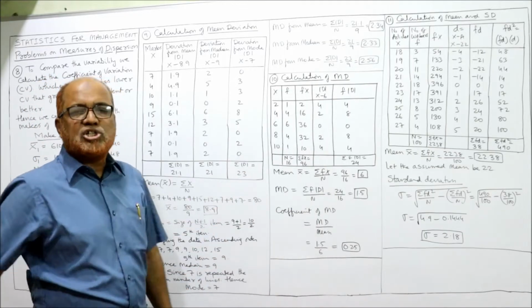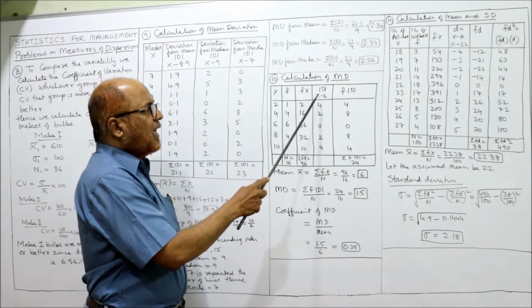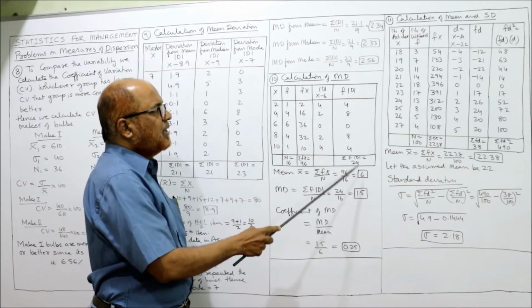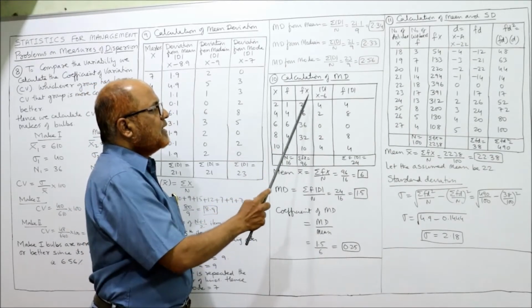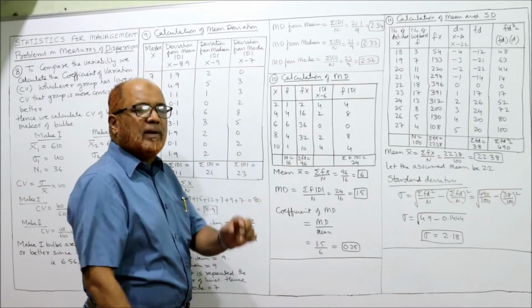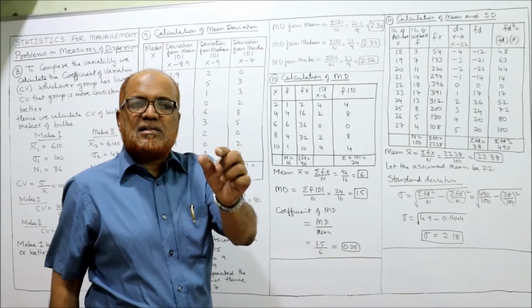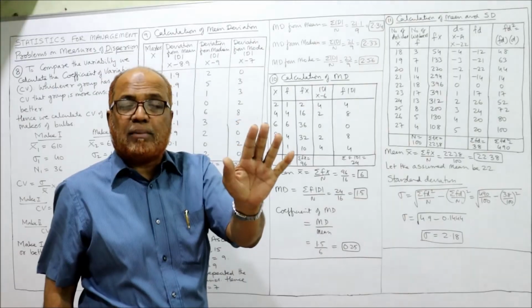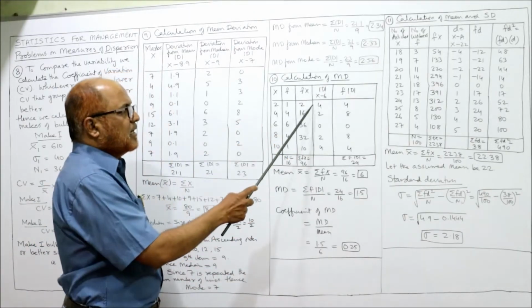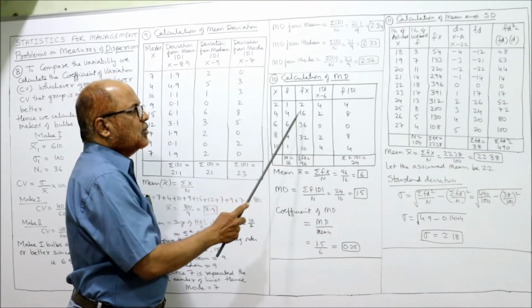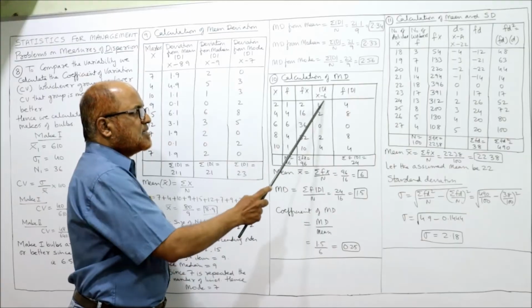Now take the deviations, mod d. X minus 6, 6 is the mean. So 2 minus 6, you will get minus 4. But don't write minus 4, simply 4. Ignore the sign. 4 minus 6, 2. 6 minus 6, 0. 8 minus 6, 2.